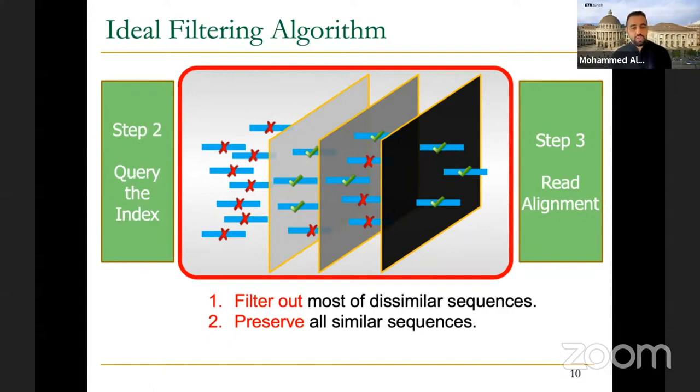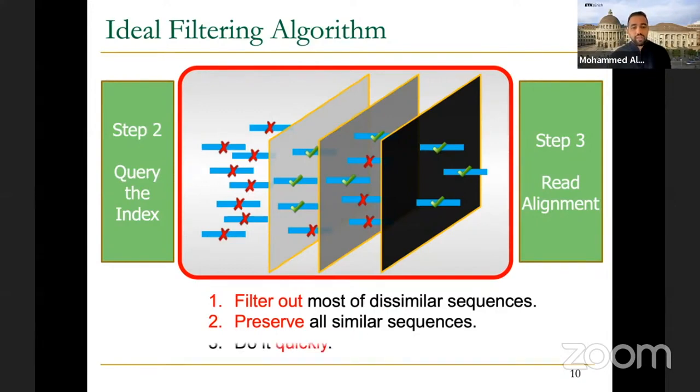The very important property is the second one: preserve all similar sequences. If two genomic sequences have one edit, for example, or one difference, and the threshold is 5, you still need to pass this to the third step. And that is a must. Why is that? Because the aim of the entire read mapping process is to find these differences between the sequences. And if you delete some of them, it might affect the end results of read mapping.